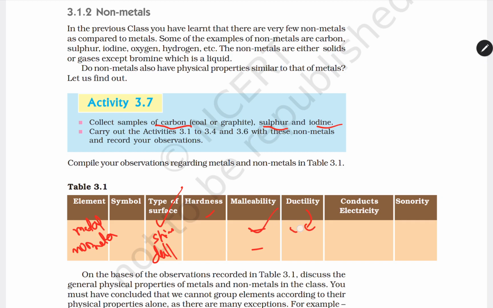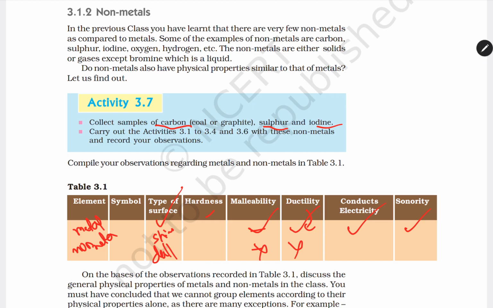So this is yes for the metal. Basically these won't happen with the non-metals. And conductivity, will they pass electricity or not? The metals pass the electricity, and the others do not. And sonority means they produce a ringing sound when struck. So metals have this property also.